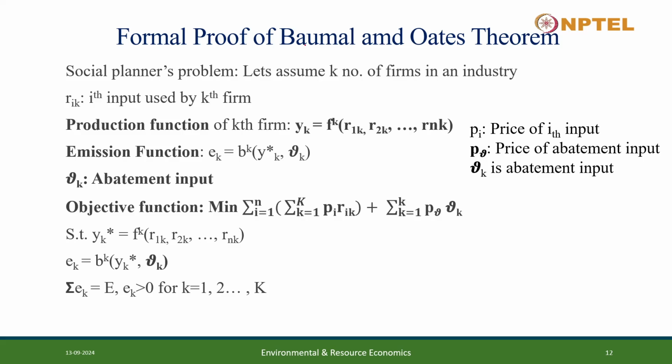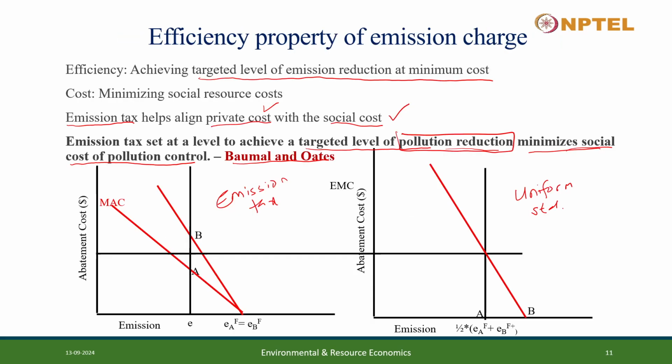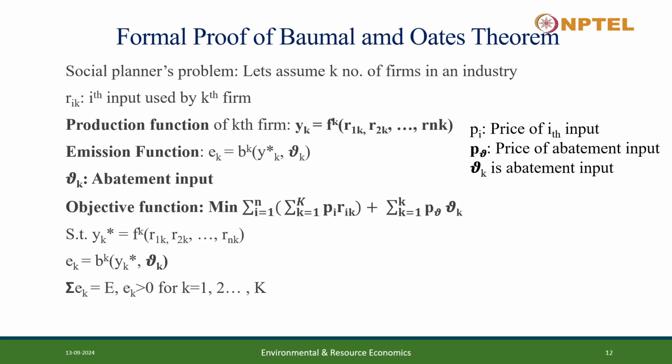That is, Baumol and Oates said that the emission tax will achieve the target level of pollution reduction at minimum cost, right? So what will be the social planner's objective? The social planner is the regulator or the policymaker, okay? In this case we are assuming K number of firms, where r_ik is given as input. r_ik is the ith input used by the kth firm. K is my firm and I is the set of inputs, okay?